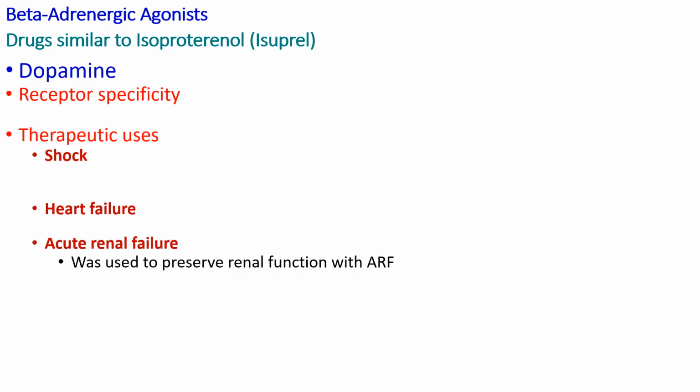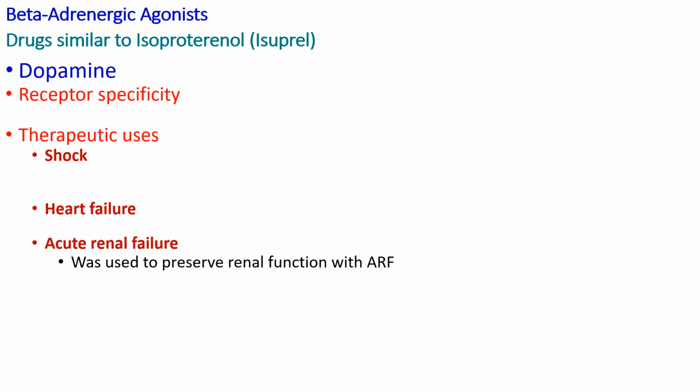So at three different levels, three different doses, it will result in activation of different receptors. Low dose, dopamine receptor. Moderate dose, dopamine and beta 1. High dose, alpha 1, beta 1, dopamine receptors. Therapeutic uses: it will be very effective in shock because it will increase cardiac output and it will increase renal perfusion.